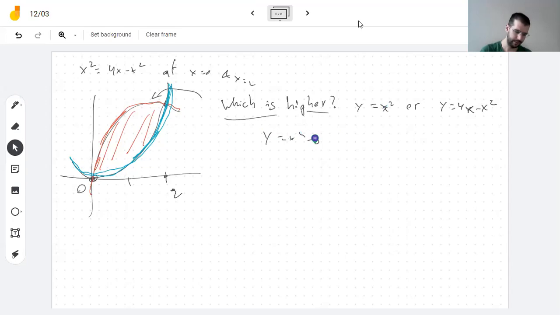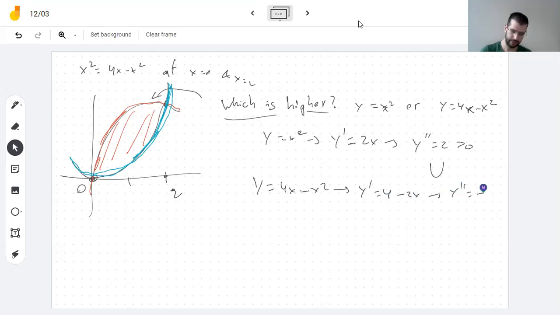So if I do y equals x squared, the first derivative is 2x and the second is 2. So this one is pointing up. If I do the second one, I get the first derivative is 4 minus 2x and the second one is negative 2. So this one is pointing down.